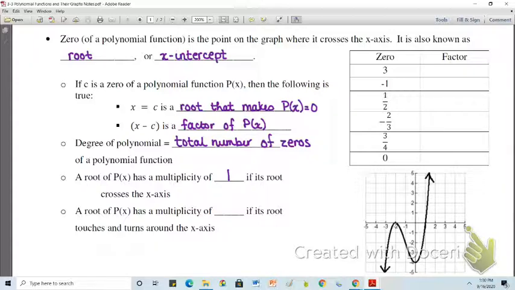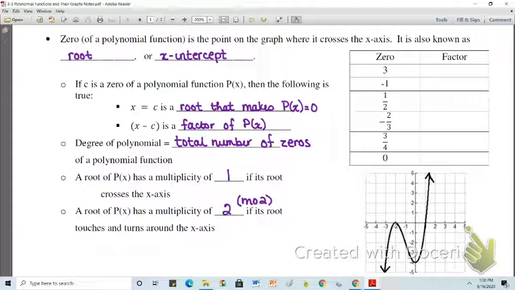A root has a multiplicity of 2, and you can shorten that as MO2, if the root touches and then turns around at the x-axis. So if I think of it like a ball against a wall, I hit the x-axis and it turns back around. That means I have 2 zeros at that point and not just 1. That's what makes it turn back around.